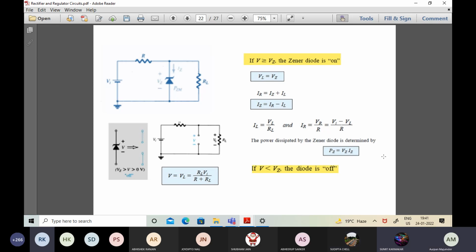RZ is less than 1. That is obvious because you have to have a very small amount of resistance, right? Because the slope is excessively high. So it should be a very small value.